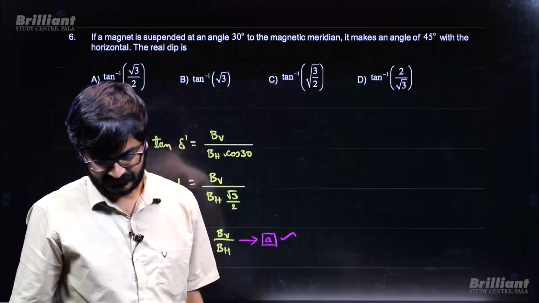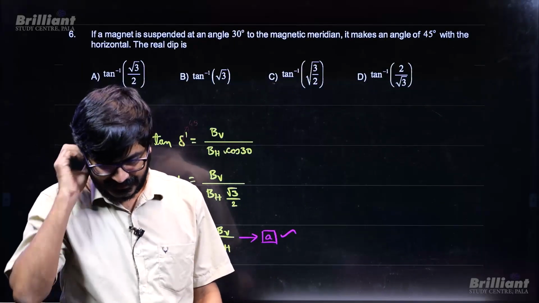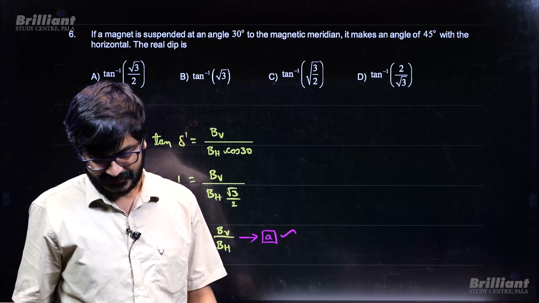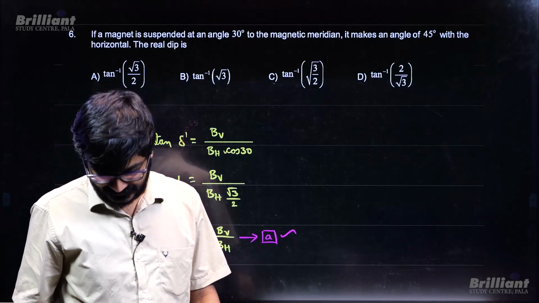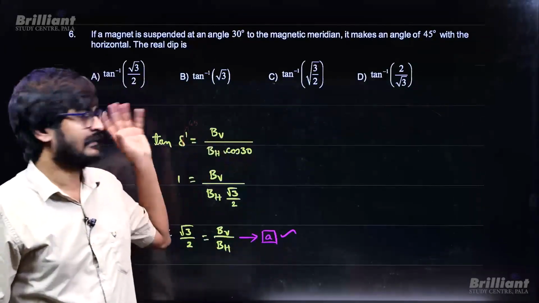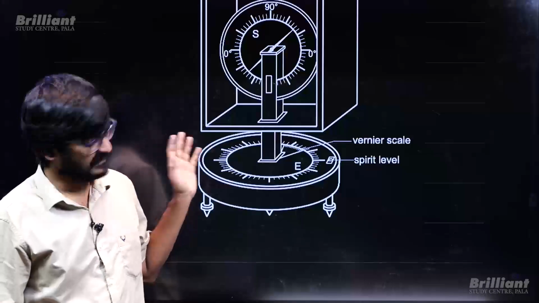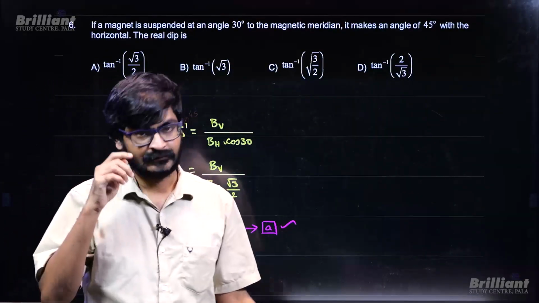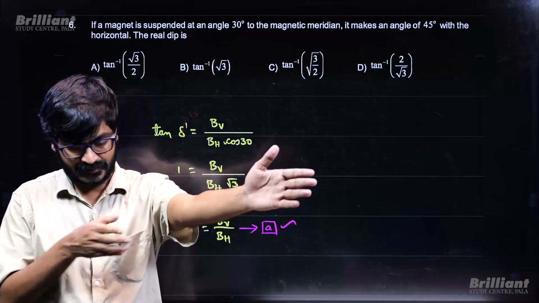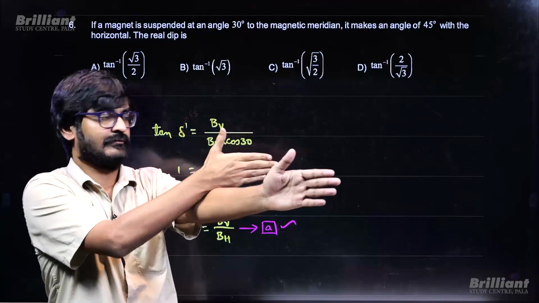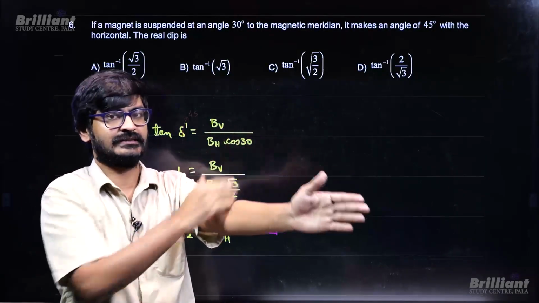That's the idea. So if a magnet is suspended at an angle of 30 degrees to the magnetic meridian, it makes an angle of 45 degrees. Basically, with the same instrument, if you are not placing it in the magnetic meridian, you are placing it at some plane where the angle between this one and this one is 30 degrees.